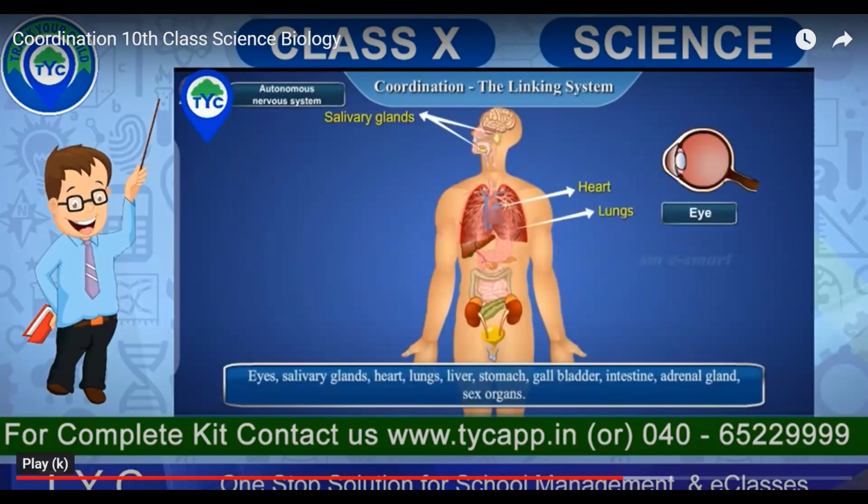Like for example, if you look at the eyes, the dilation of the pupil is not in your control, it is involuntary. And even the salivary glands, when you see some good food, all of a sudden you see saliva coming into your mouth. It is not that you are bringing the water, that is happening involuntarily.